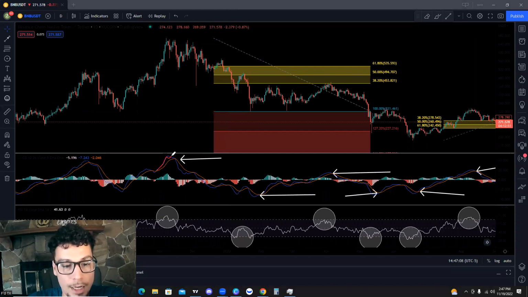Okay, this blue line is going to be your signal. If you see it cross below this orange line here and it's trading below this orange line sharply, that is a sell signal.